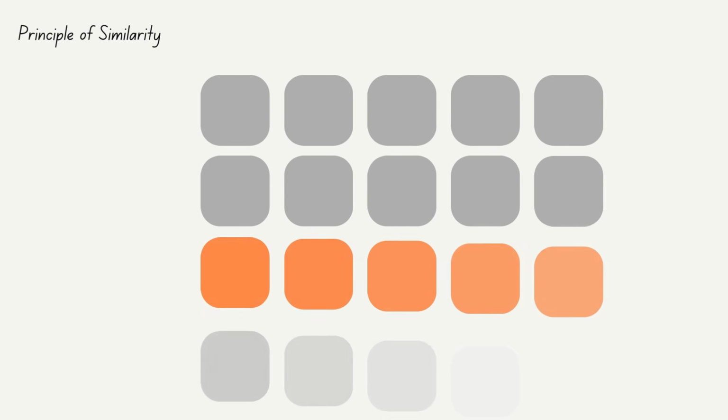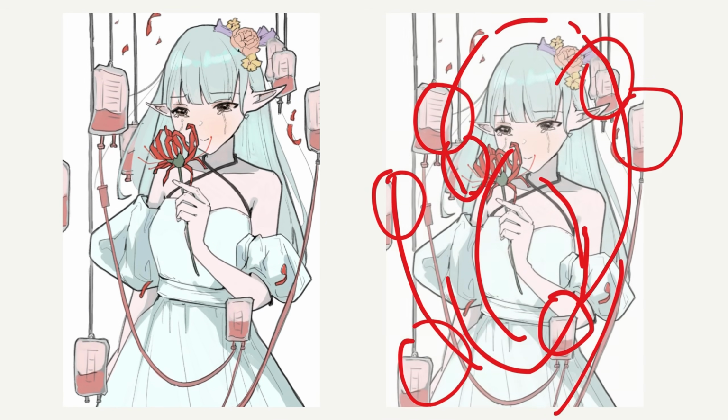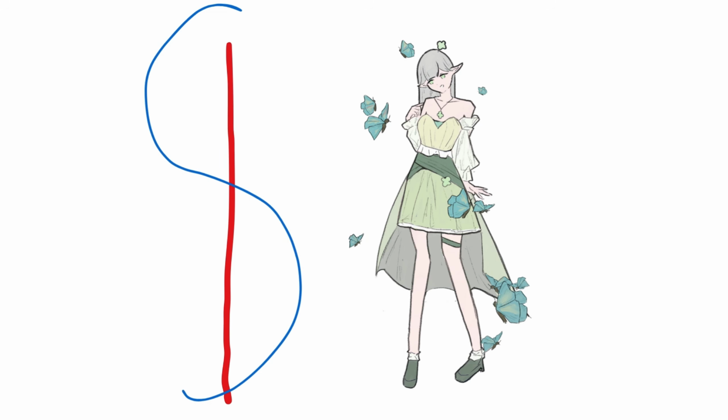The principle of similarity. When observing things, people often automatically merge nearby or similar things together. Using this principle, we can create flow with repeated elements. A character can be seen as a straight line. Repeating butterfly elements can create an S-shaped flow, making the picture more interesting.